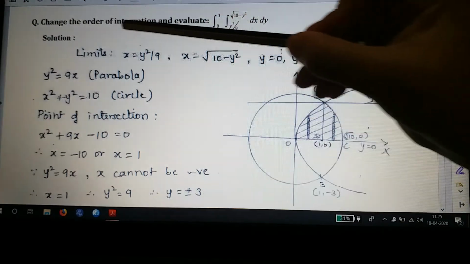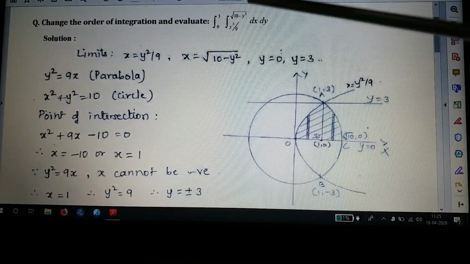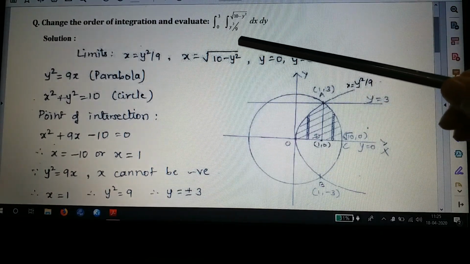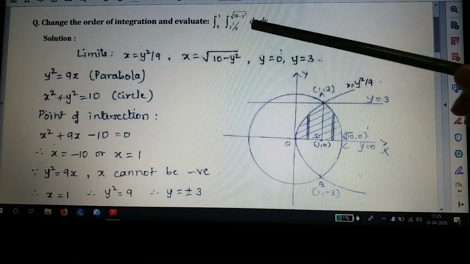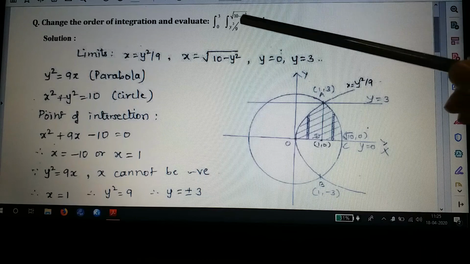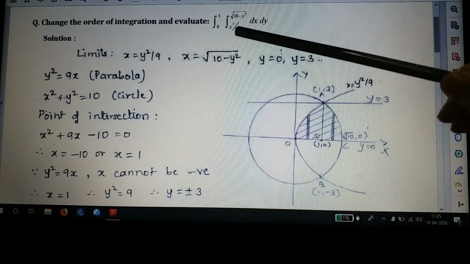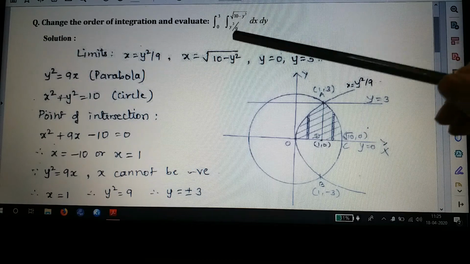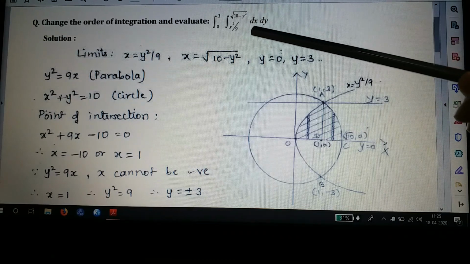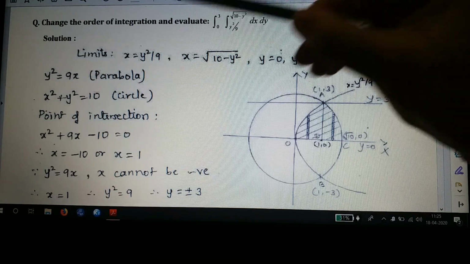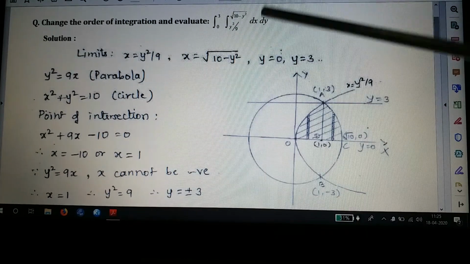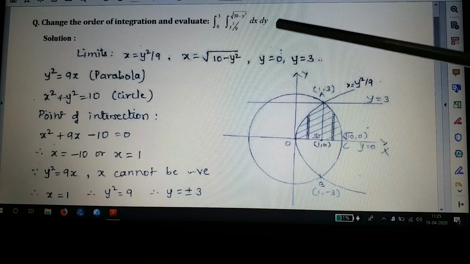The question is to change the order of integration and evaluate, and here is a double integral given to us with dx dy. Let us just check whether this is right. These limits are functions of y, thus they are limits for x. So first we should have dx and then dy. So this is correct. We have to change the order, meaning we have to make it dy dx.